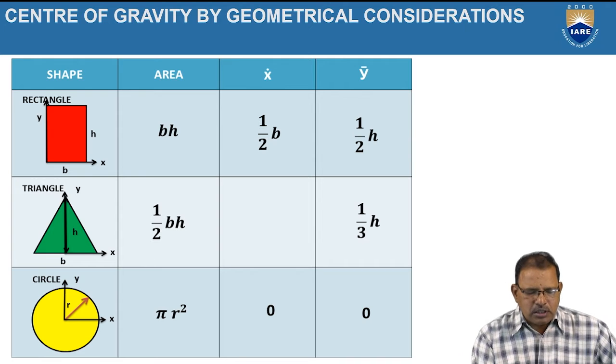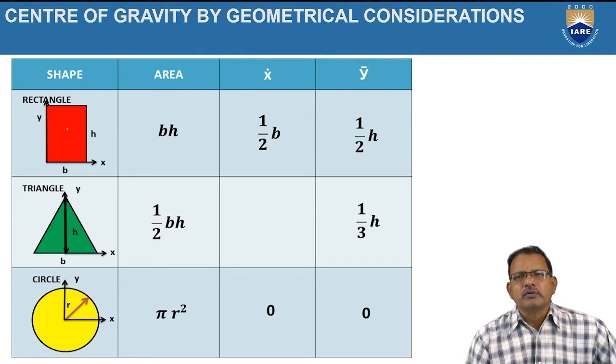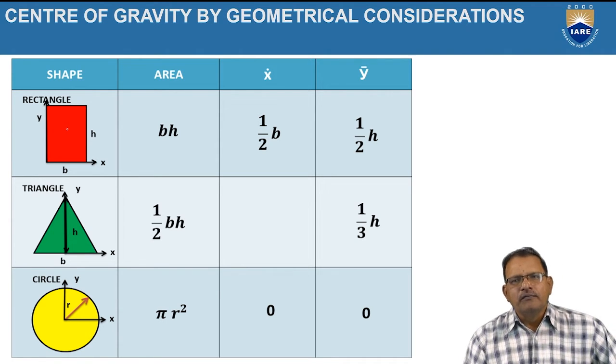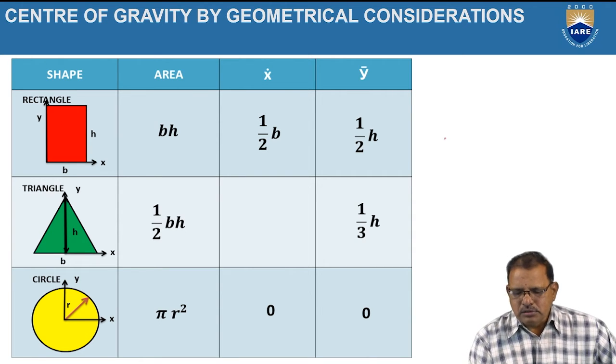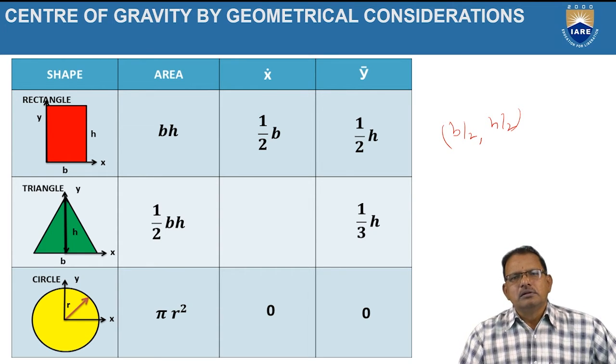That is, the centroid is represented here, having coordinates B by 2, comma, H by 2. Similarly, the centroid for the triangle, which has dimensions base equal to B and height equal to H.